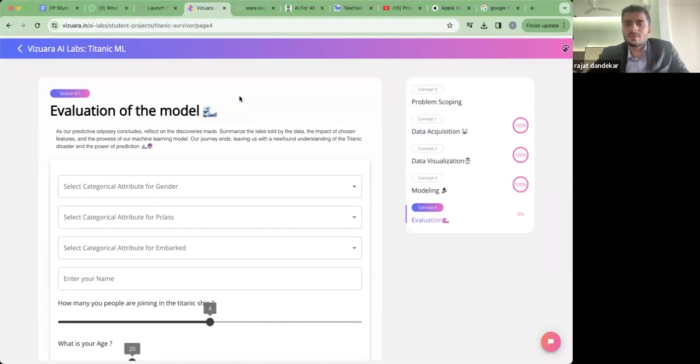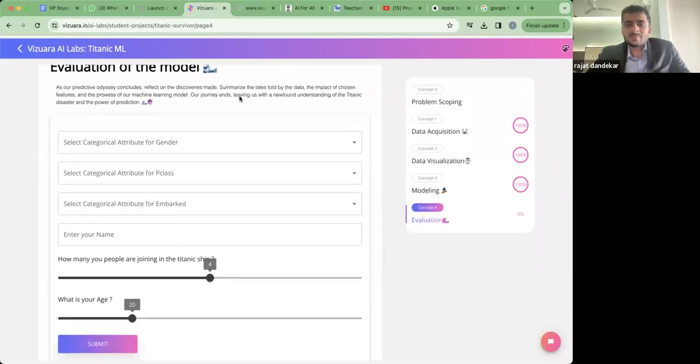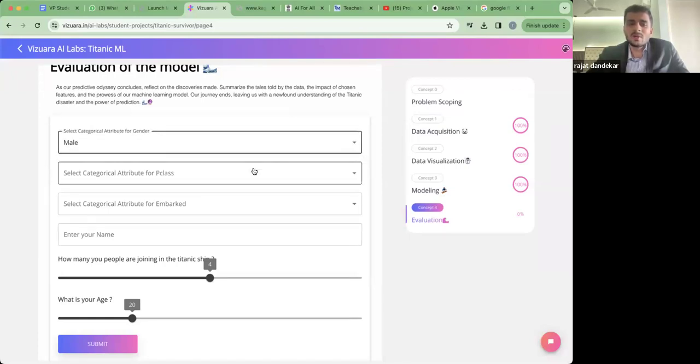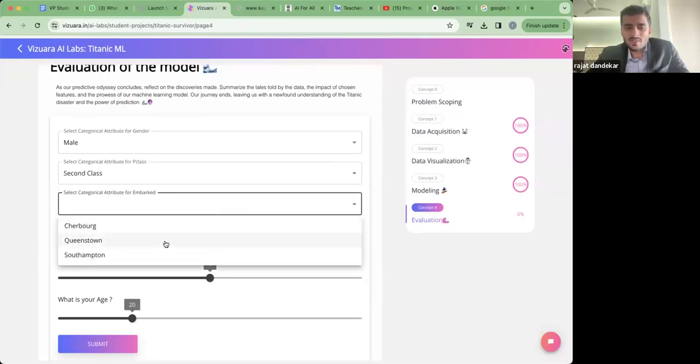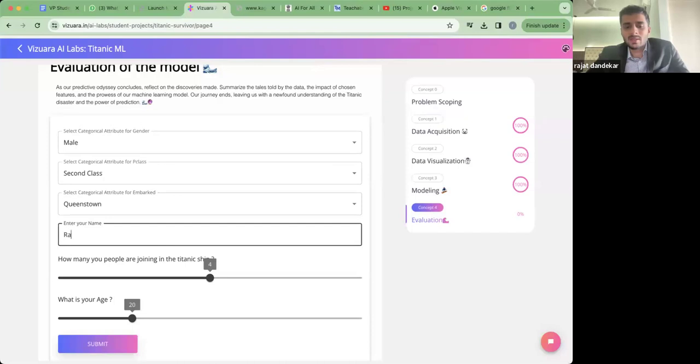We'll be using this model to see how good the model works, and what the model is saying to us. Okay, so let me first take my example. If I was a person on board the Titanic, would I have survived or not? So let's say I click on male. Let's say I click on second class. I embark from Queenstown. I enter my name, and let's say the three of us are traveling, me, Raj, and Sridhar.